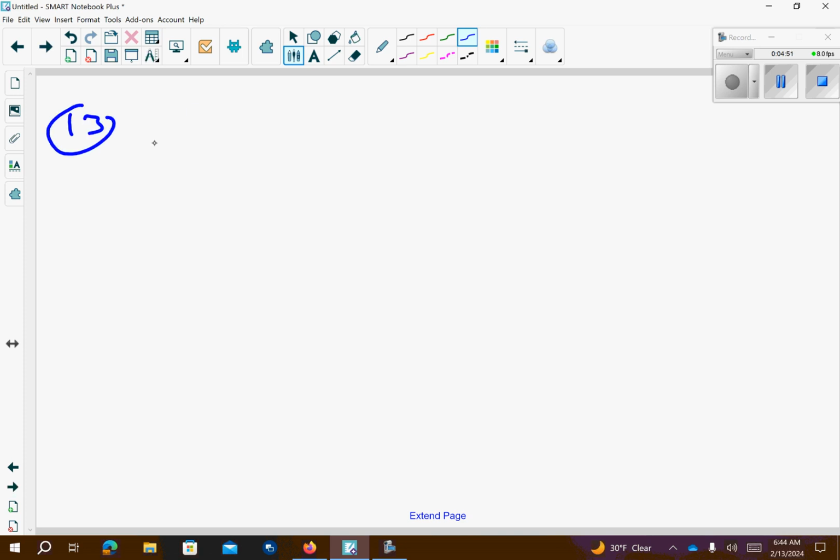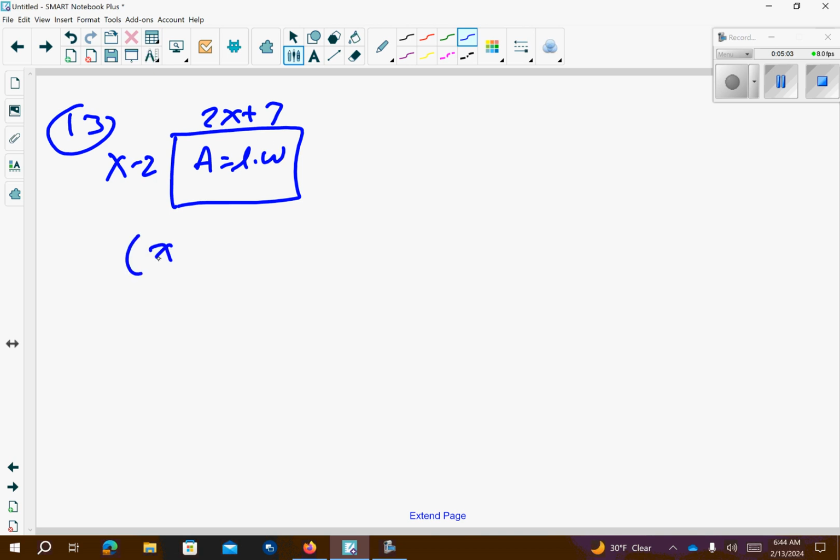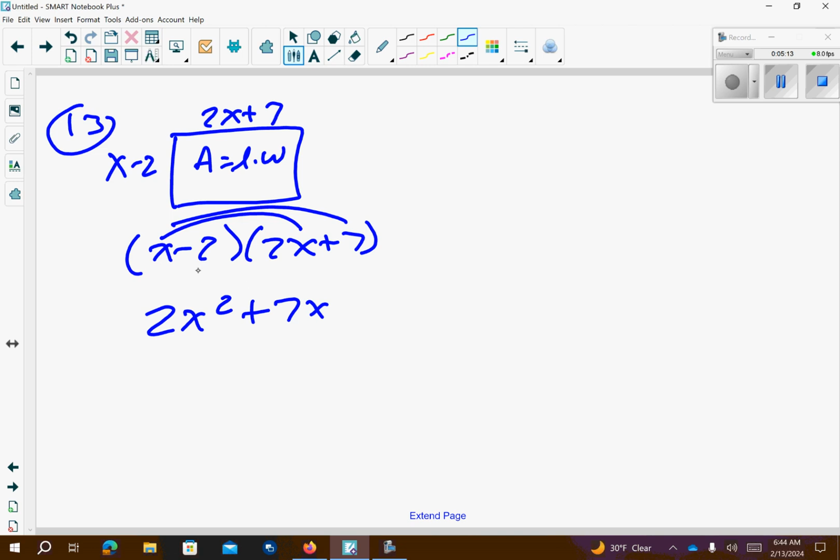Number 13, we want to find the area. So I have x minus 2 and 2x plus 7. In order to find the area, it's length times width, so multiply those together. I get x minus 2 times 2x plus 7. Distribute the x over. x times 2x is 2x squared. x times 7 is 7x. Distribute the negative 2, I get negative 4x minus 14. Combine our like terms.